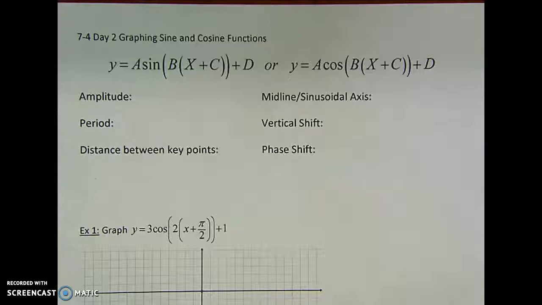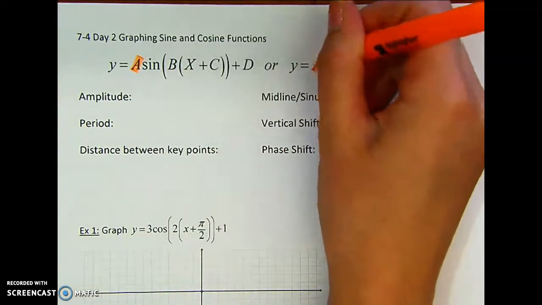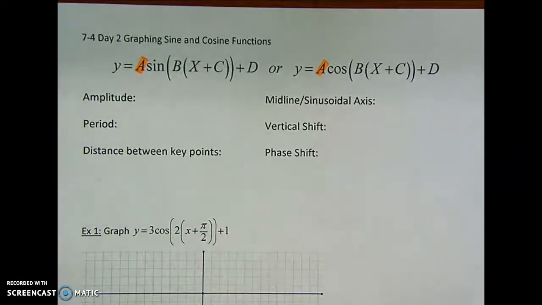Hey Algebra 2. In this video we're going to be continuing graphing sine and cosine functions, but we are now going to be adding phase shifts and vertical shifts. So these are the two generalized equations for sine and cosine. We've already learned a couple of things about them. Let's get into it. We have our A, which is being multiplied on the outside of the function.